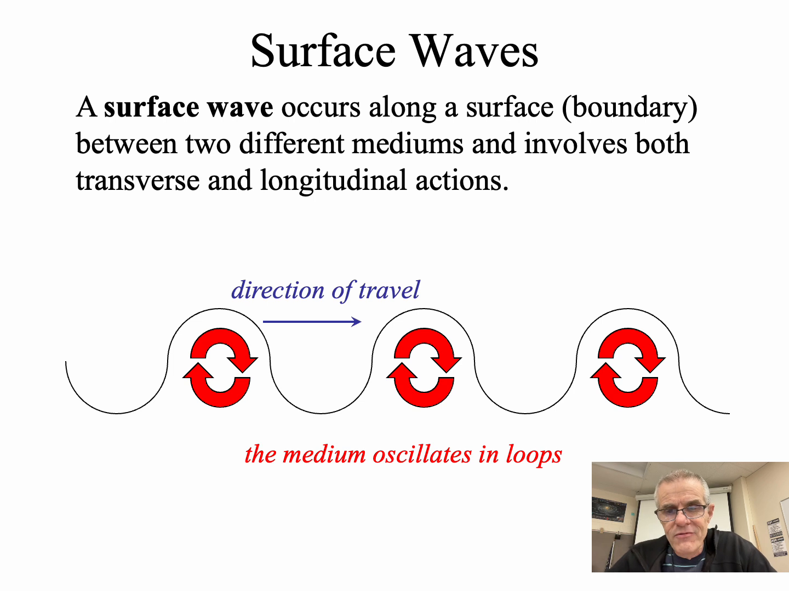We get some transverse action and some longitudinal action, and our medium is actually kind of looping around, which is fascinating. If you've ever been in the ocean, like just floating out on a wave, that seems right. That's what's going to happen if you're out on the ocean. You don't just go up and down. You kind of do this up and down and side to side when the wave goes by.